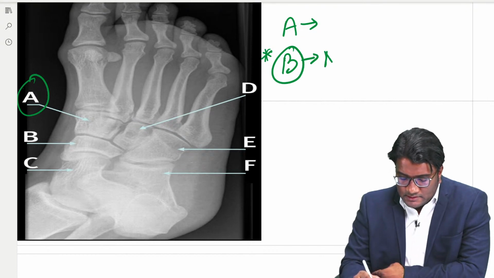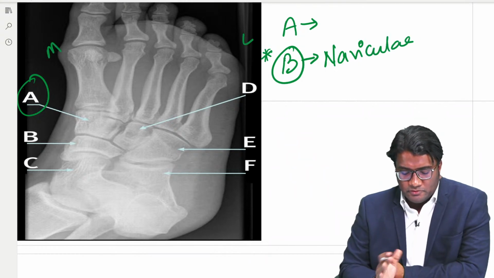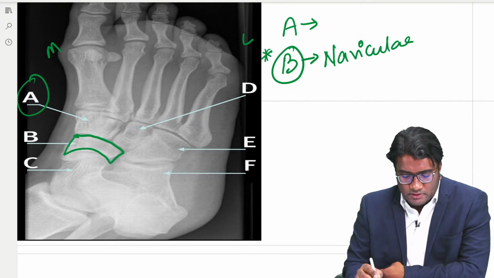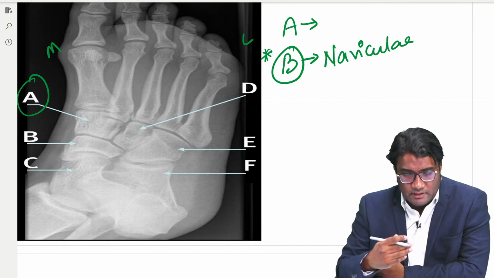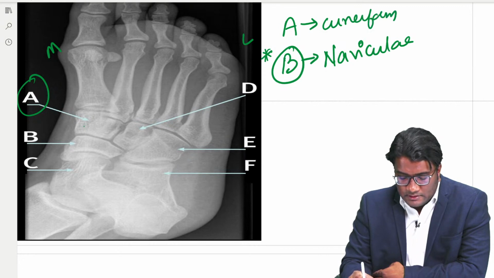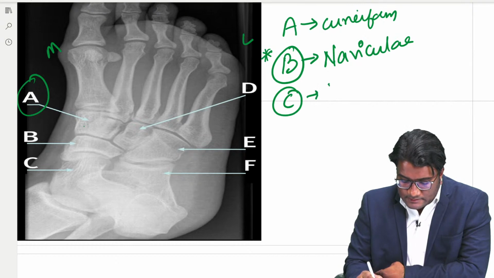B, right? So this is navicular. Yeah, medial side, lateral side. You should be able to identify that. It's boat shaped. So this is navicular. So you know this is the medial side and this would be your cuneiforms. Anterior to navicular, what do you see? The cuneiforms. Right. And the C is talus.